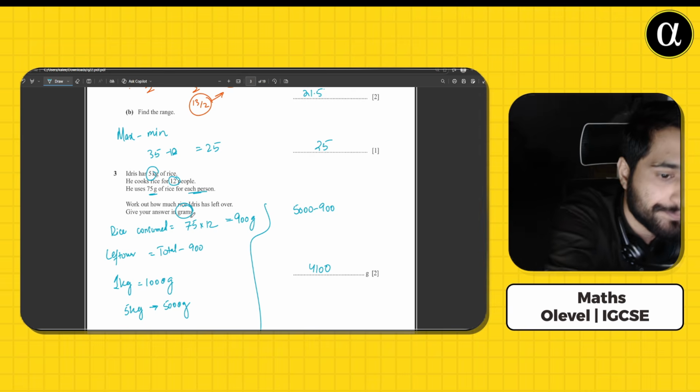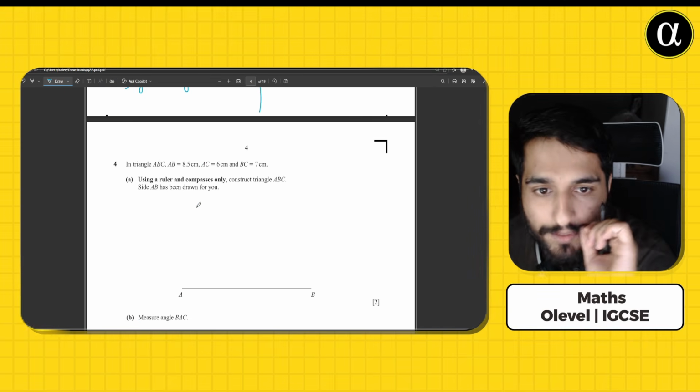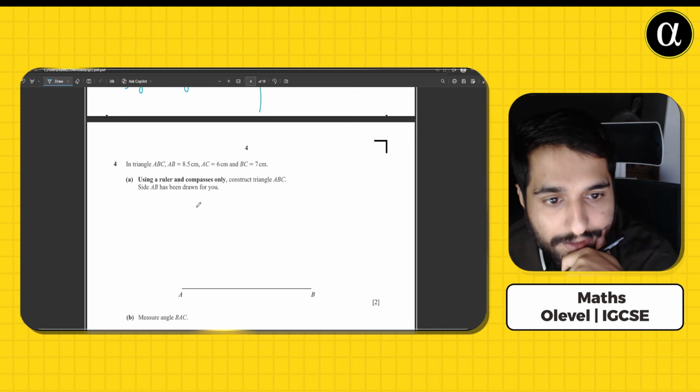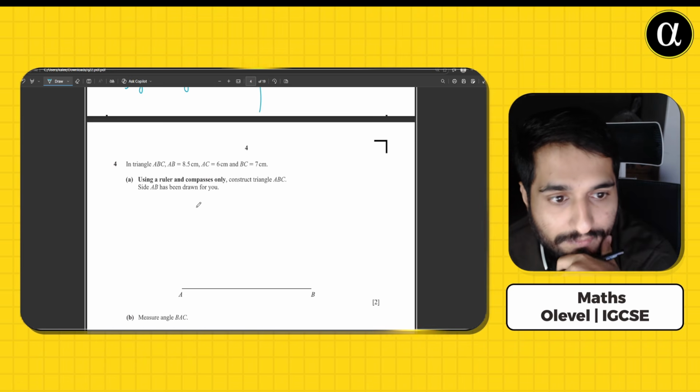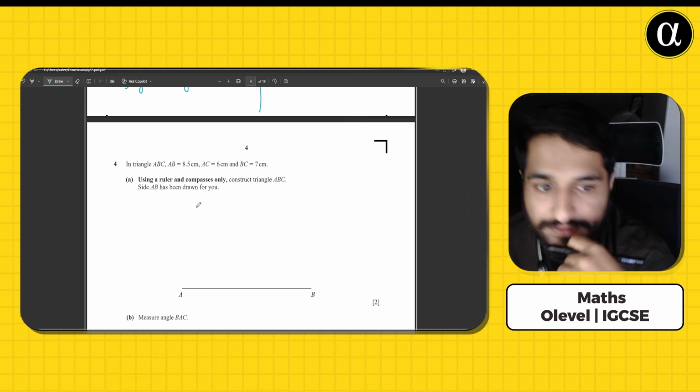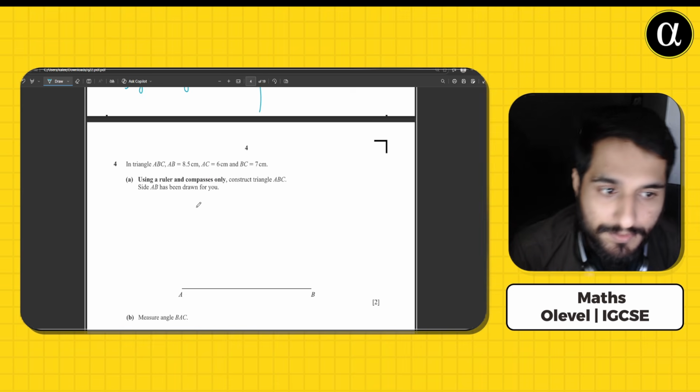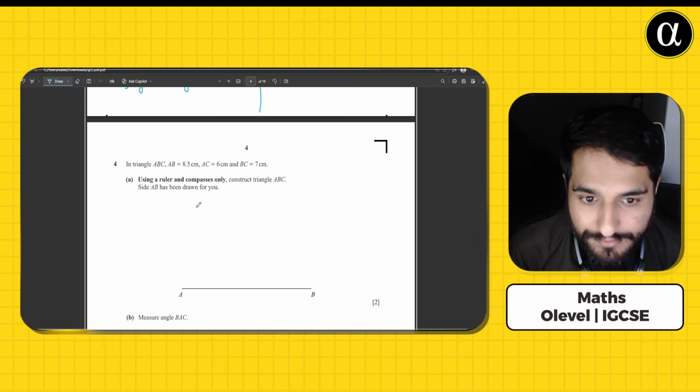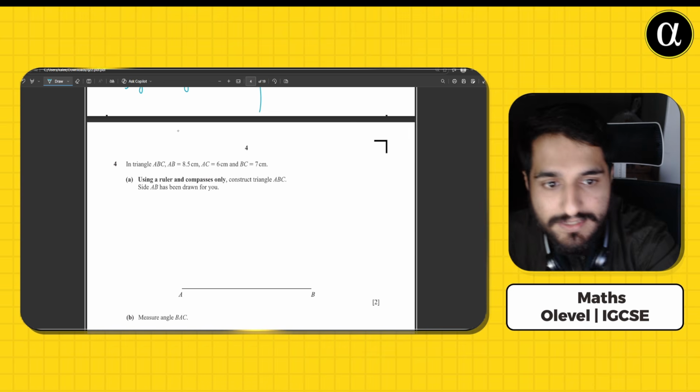Let's move on. Now, question number 4: in triangle ABC, AB is equal to 8.5, AC is equal to 6, and BC is equal to 7. Using a ruler and a compass, construct triangle ABC. Side AB has been drawn for you. Now this side is 8.5.